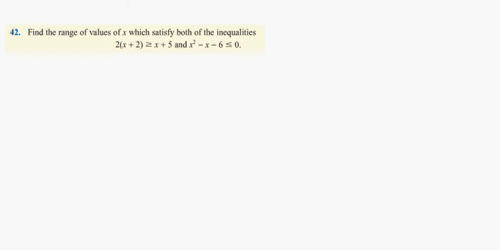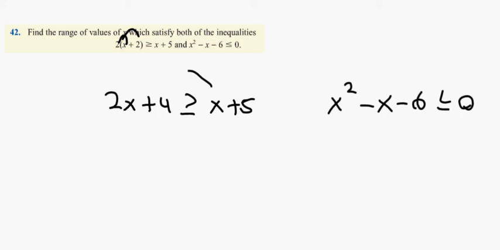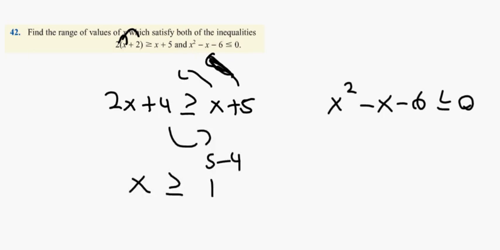Next question here. Find the range of values which satisfy both inequalities. So we're going to multiply out this inequality, and then we're going to bring the x's over to one side. X goes over to one side, and the 4 goes over the other side. We're going to get 2x minus x, which is x, and 5. When the 4 goes over the other side, it's a minus 4. 5 minus 4 is 1. So the answer to the first inequality here is x is bigger than 1.